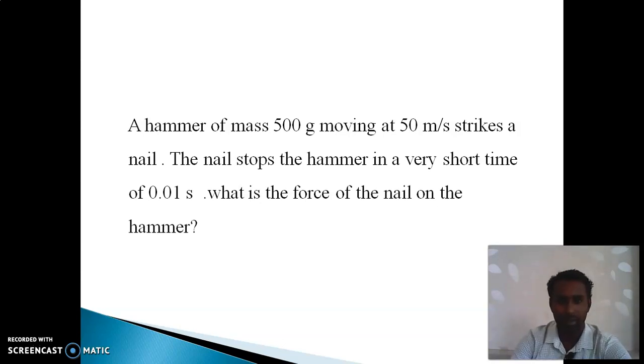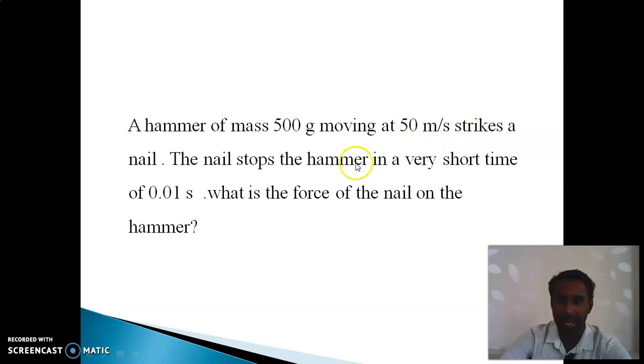Here one velocity they gave, another velocity they didn't give. Then we have to find the other velocity, but time they also gave. So the only possibility is that you have to find the other velocity. From this, you identified already, this is the initial speed or initial velocity.